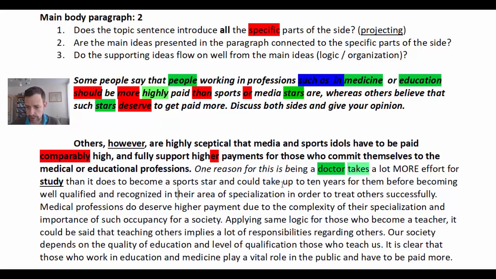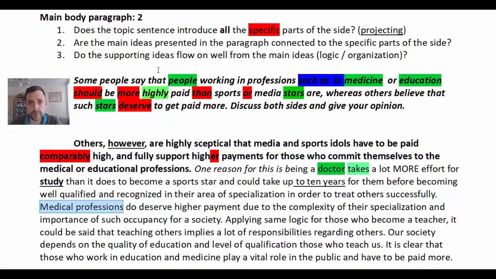Than it does to become a sports star. It could take up to 10 years. So that's good. The writer's providing detail, proving their point. Become well qualified and recognized in their area of specialization in order to treat others successfully. Okay, so that point is about they have to work hard in order to treat others successfully. Okay, so that's the fact. And I can guess already that's why they should be paid more.